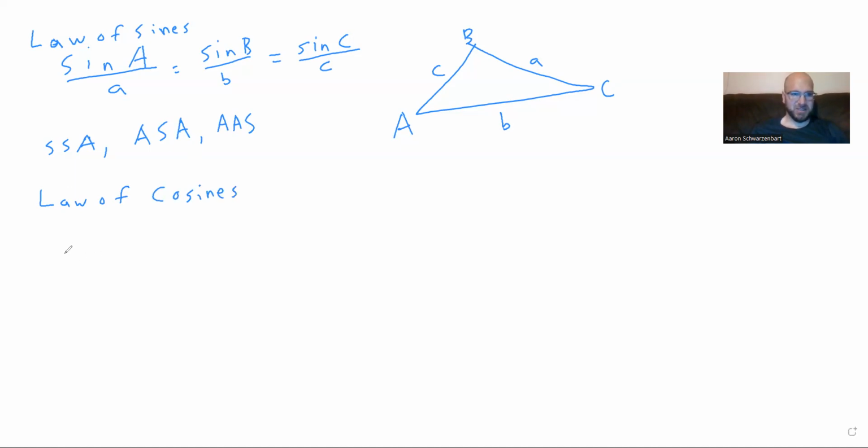The law of cosines looks like this. I tend to only use this case. The book's going to introduce a couple other ones where they switch C's and A's or B's and C's. So that looks like, here's one.